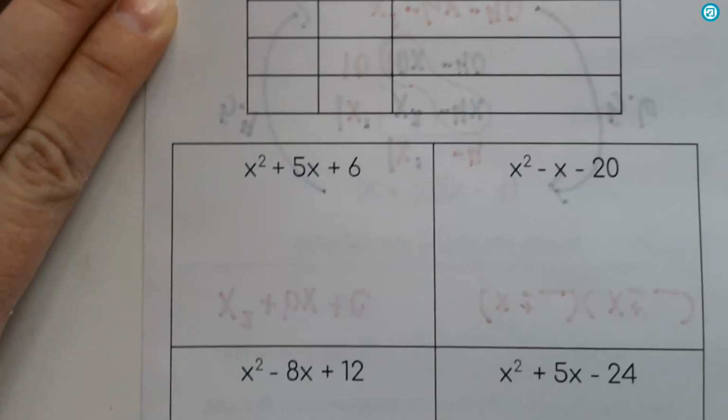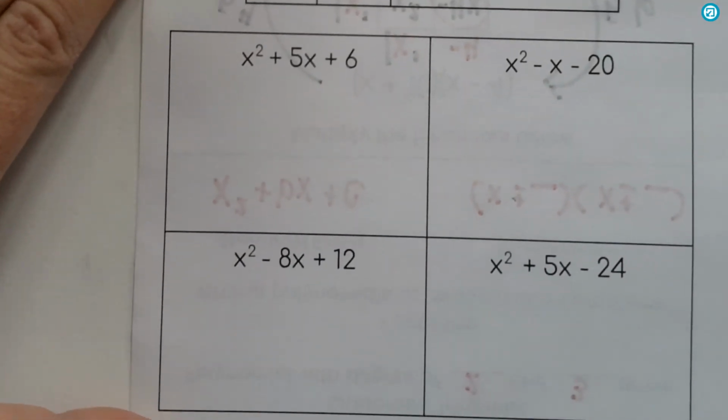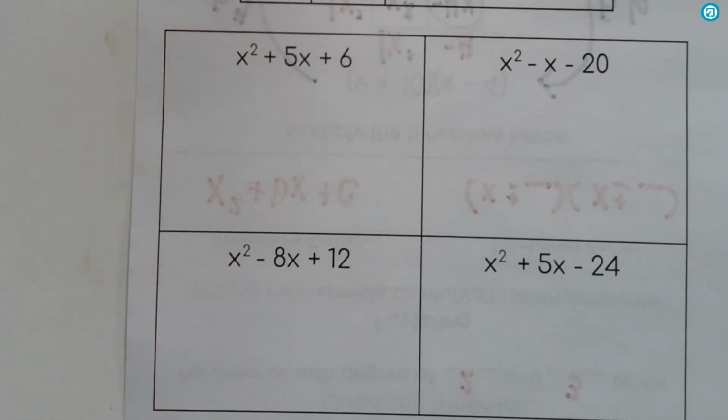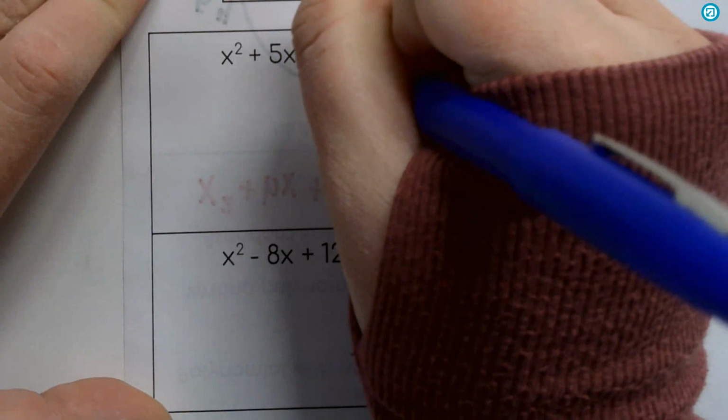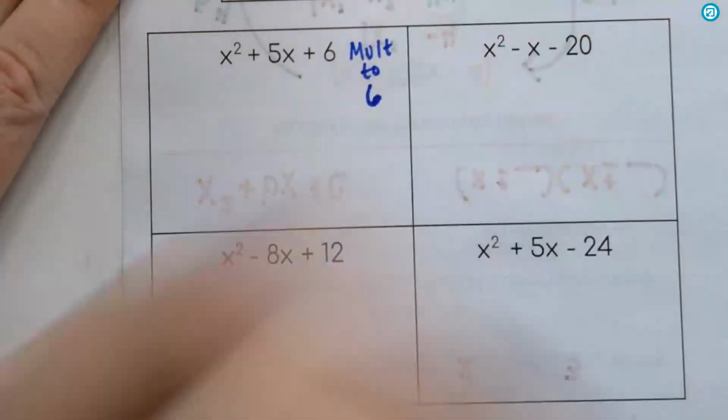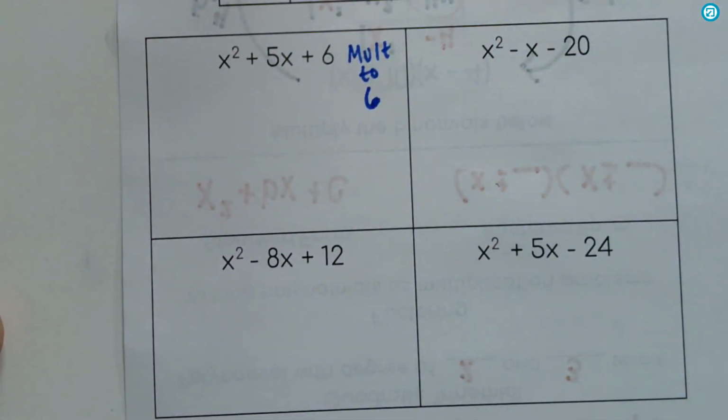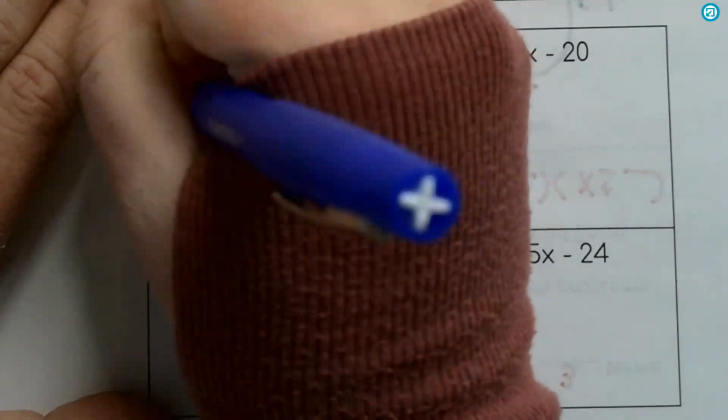So our first problem is x squared plus 5x plus 6. Let's take a note to ourselves of what we are trying to do. We are trying to multiply to the last number. So I'm going to write over here, multiply to 6. And then we are trying to add together to the middle number. So I'm going to write down, add to 5.